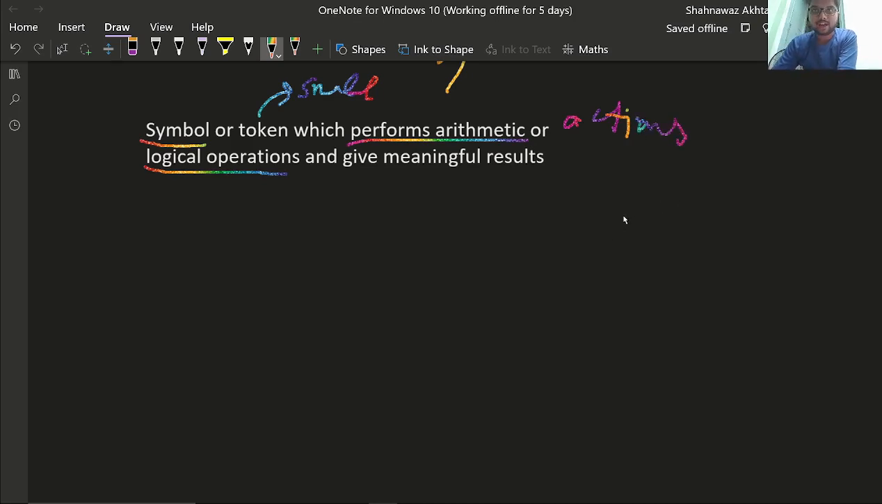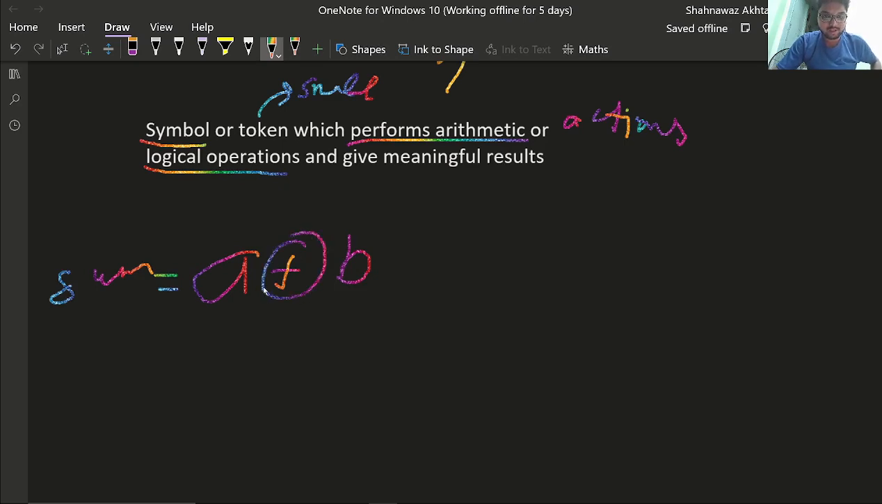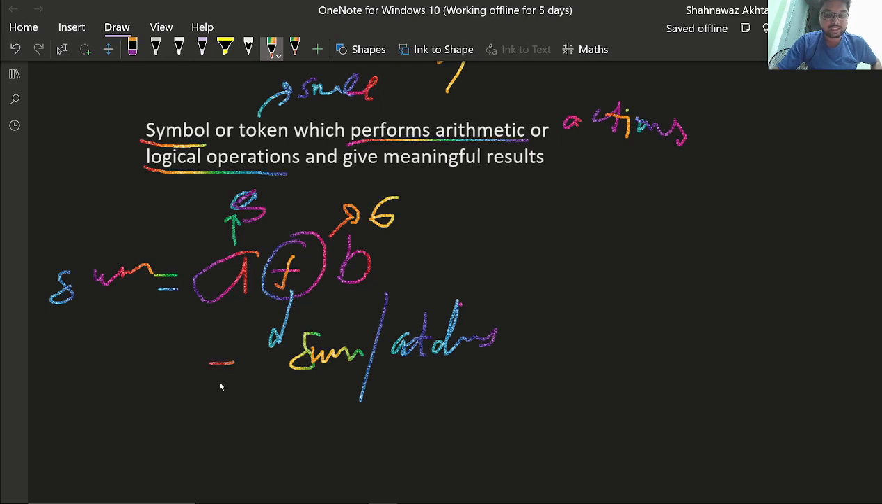So if I take an example, how can we define operator? Just for example, if we take a plus b and store it to sum, then what is this? This is an operator doing some meaningful operation. What is it doing? It is doing sum, or it is adding two numbers. If we assign a as 5 and b as 6, then what will be its result? Its result will be 11.